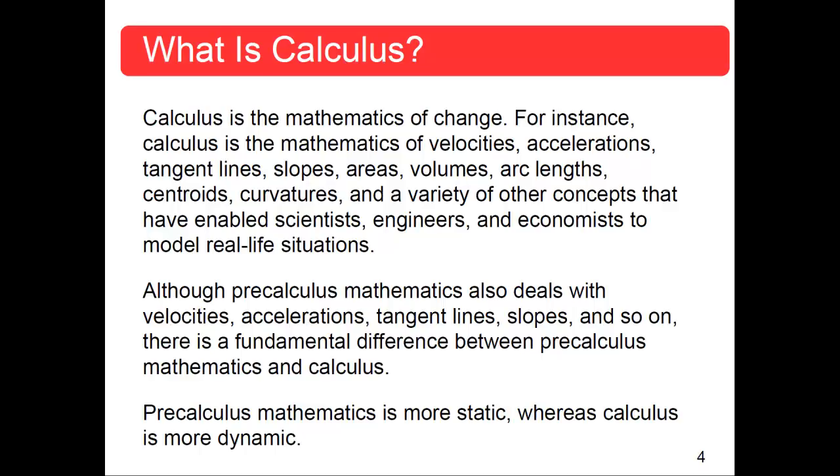You could find the slope of a line. We've known how to do that, probably since junior high. But what about the slope of a curve at a point? That's kind of where we're going in a little while, to be able to find these characteristics as things are changing. So calculus is more dynamic, is how the text puts it here, whereas pre-calculus is a little more static.